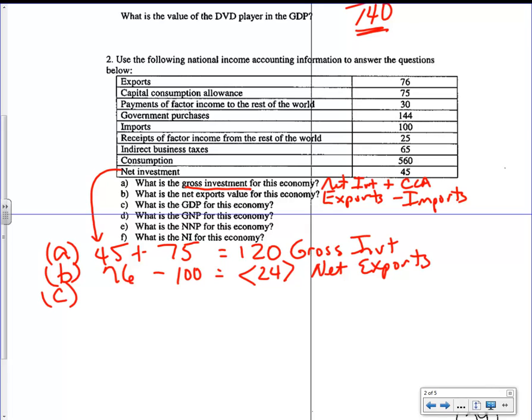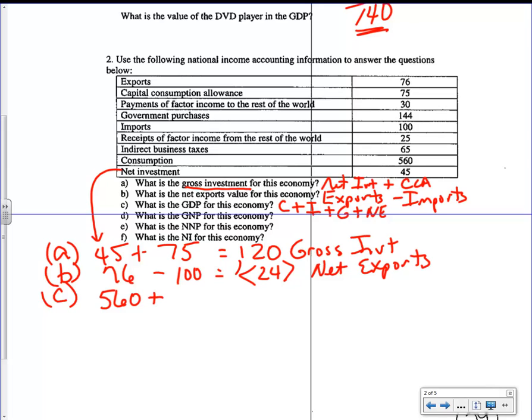C, gross domestic product. When we look at what's given to us, it is the expenditure formula because we're given consumption spending, investment spending, government spending, net export spending. So we're going to use the formula consumption plus gross investment plus government spending plus net exports, because it is the expenditure formula.